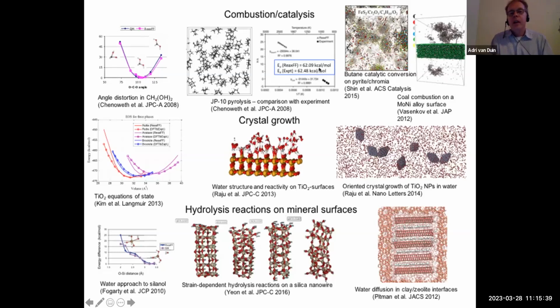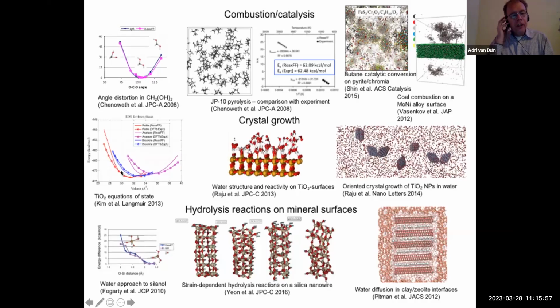And then we can expand the complexity, for example, to a catalyst. In this case, we had a pyrite chromia catalyst, where we look at how the catalyst essentially ages during exposure to butane and how pyrite deposits itself on the chromia surface.